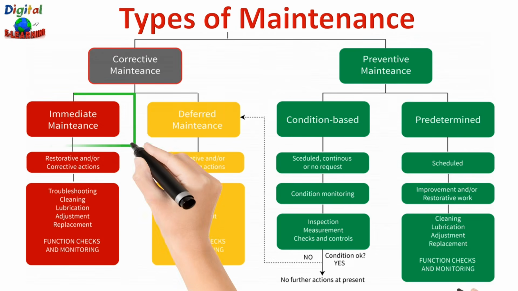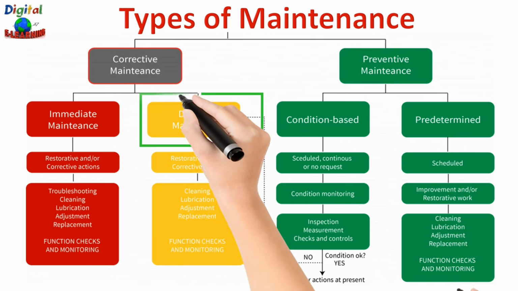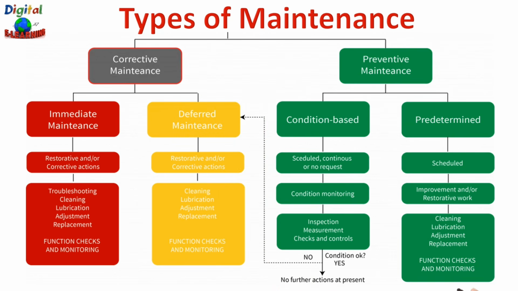Immediate maintenance is performed as soon as the failure occurs or degradation is detected. This minimizes the downtime and focuses on getting the equipment back in perfect working condition as soon as possible. On the other hand, deferred maintenance is a practice of postponing the maintenance activities such as repair in order to save some time and cost. So that is corrective maintenance.